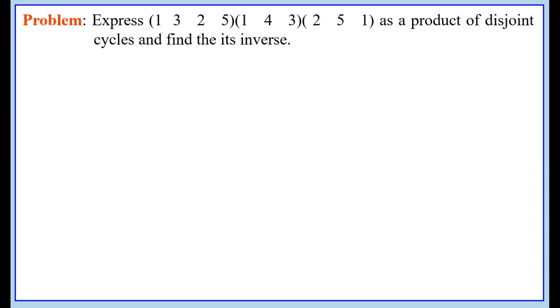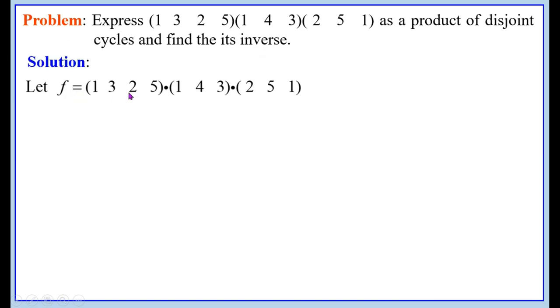Express the product of the cycles (1, 3, 2, 5), (1, 4, 3) and (2, 5, 1) as a product of disjoint cycles and find its inverse. The given cycles are not disjoint. The reason is that 1 is common in all three cycles. But we have to express the product as a product of disjoint cycles, then we have to find the inverse of the final product.